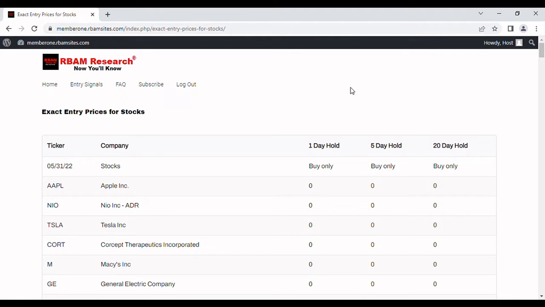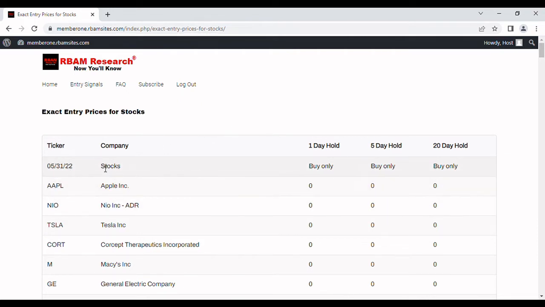We're going to do a quick video on stock market for beginners. If you take a look, we're logged in to the RBAMResearch.com quant algorithm sheet for stocks. On this page, you have about 190 plus stocks that our algorithms generate buy prices for every morning before 7 a.m. On the right side, you'll see we have hold periods of 1, 5, and 20 days, and on the left side we have the tickers.